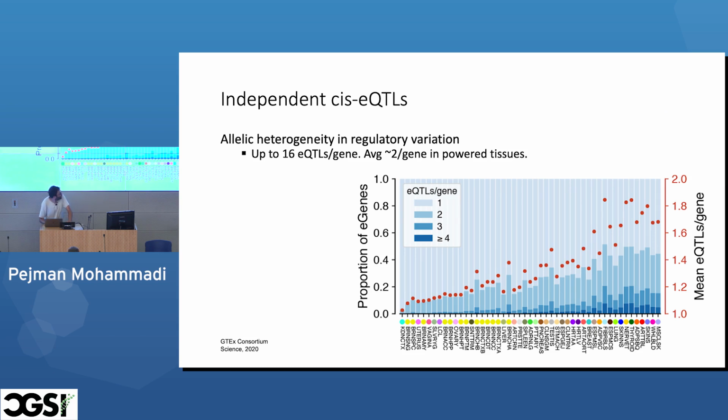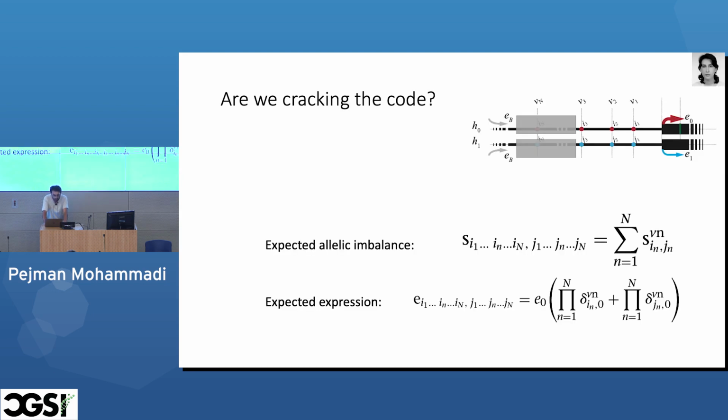I'm going to quickly go over independent eQTLs. In GTEx, because we had a large sample size, we could map a lot of independent eQTLs. This is all the tissues sorted by sample size. For the larger tissues, on average you have 2 eQTLs per gene, and some genes have up to 15 or 16 eQTLs. So the question we had was, are we figuring out human gene regulation?